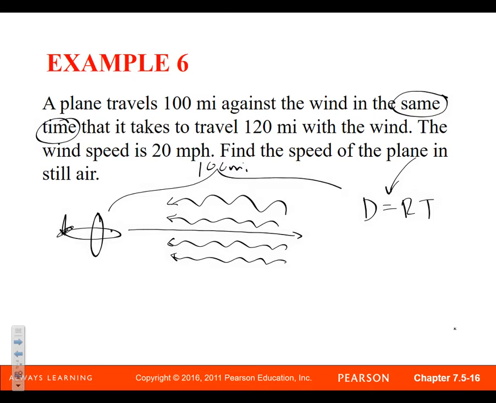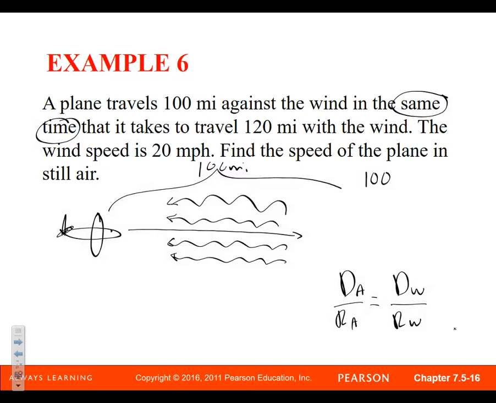Equal, right? So, I'm going to solve this for t by dividing both sides by r. That means that the distance against divided by the rate against is actually going to be equal to the distance with divided by the rate with. Does that make sense to everybody? That equation I just made here? Anybody have questions on where it came from? Okay? All I need to do now is plug in the values. So, against the wind, how far did he travel? He traveled 100 miles. And then with the wind, he traveled 120.